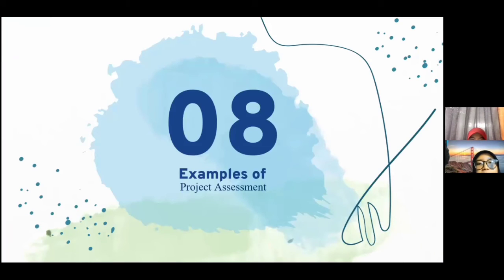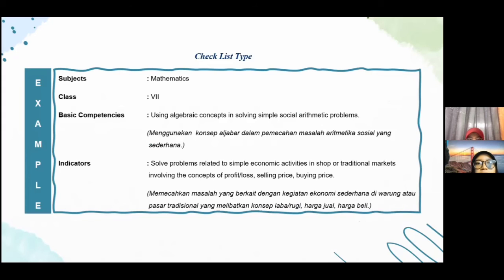Okay, next about examples of project assessment. In the example, we have 2 types. That is, there are checklist and rating scale. First, about the checklist type.